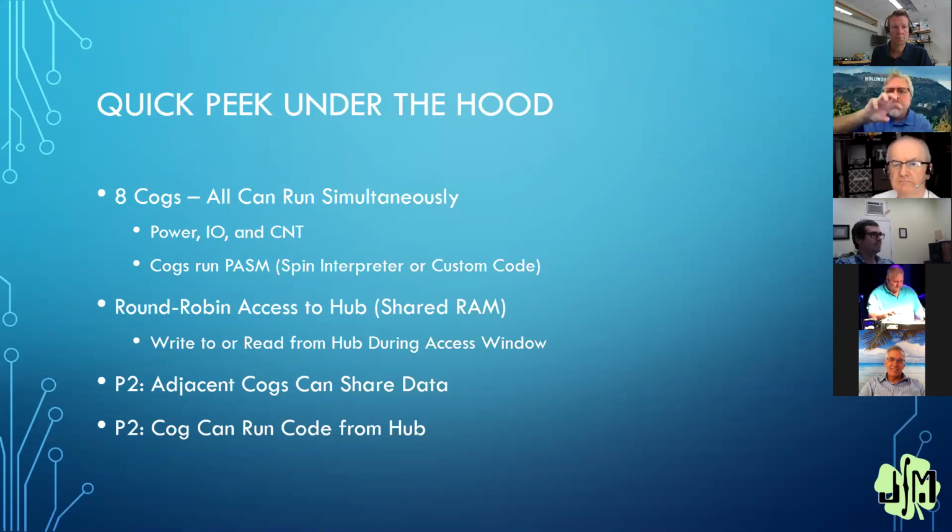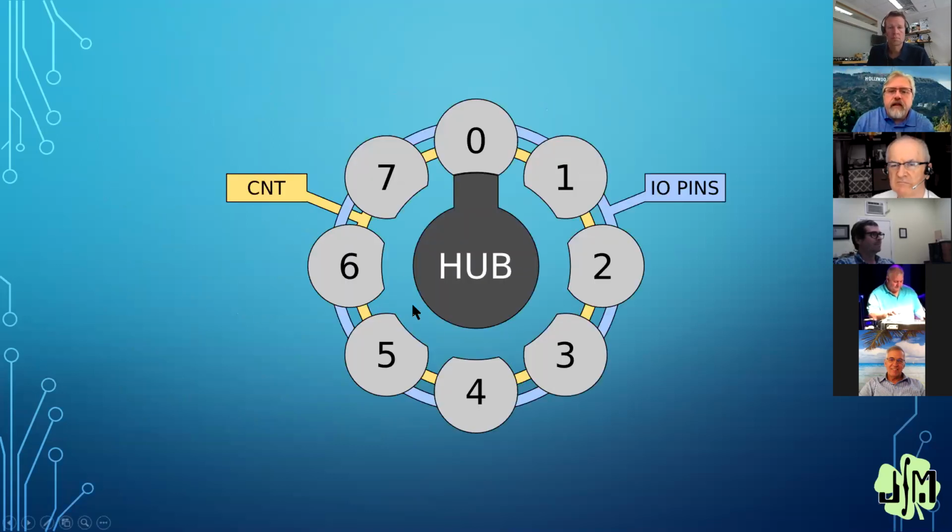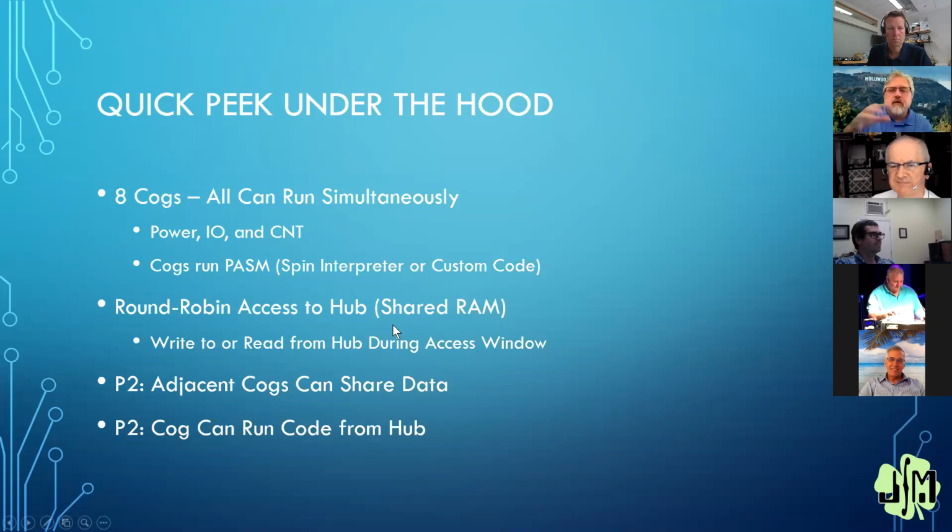The cogs are smallish, and so they have round robin access to this shared area called the hub. That's that big chunk of RAM. When they have their turn, the hub gives everybody a turn and share, and they can either send information to the hub or grab information from the hub.